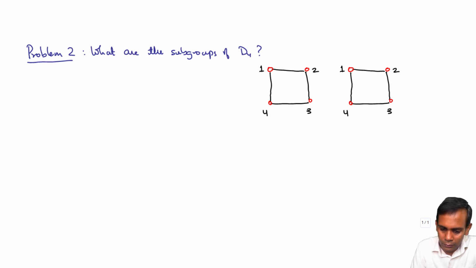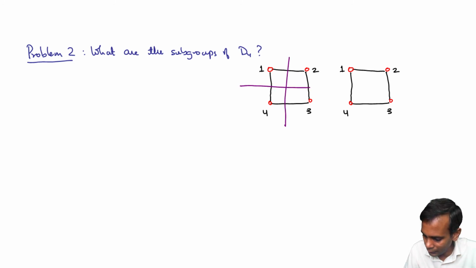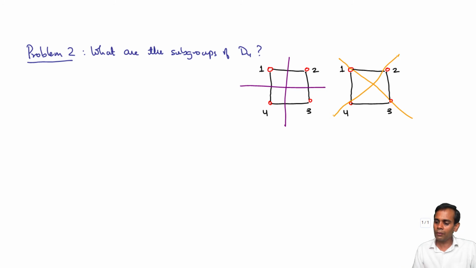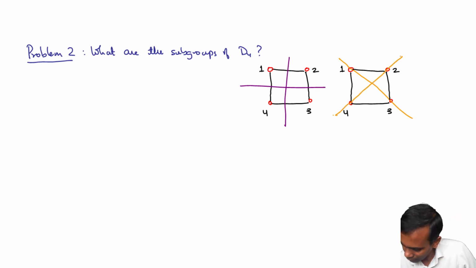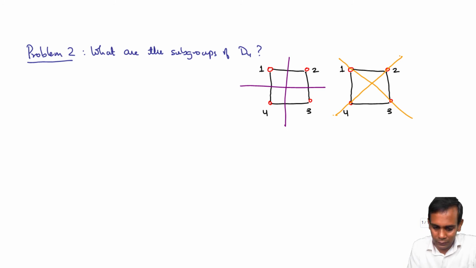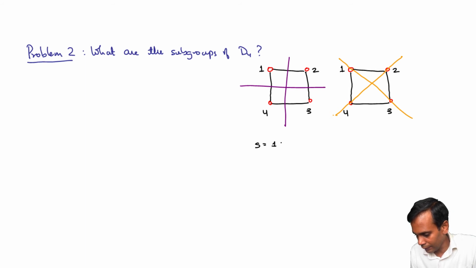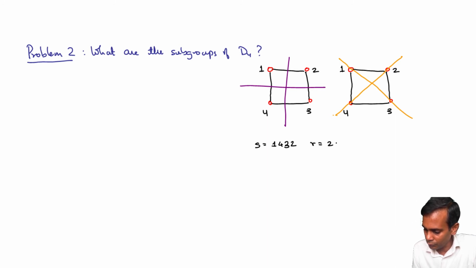reflections about vertical and horizontal axes. So we have reflection about this axis and this axis. We also have reflections about diagonal axes. So if we use the notation from earlier, oops, this didn't come out so well. Let me try again. I've used the notation from earlier where we had S equal to 1, 4, 3, 2, and R equal to 2, 3, 4, 1.